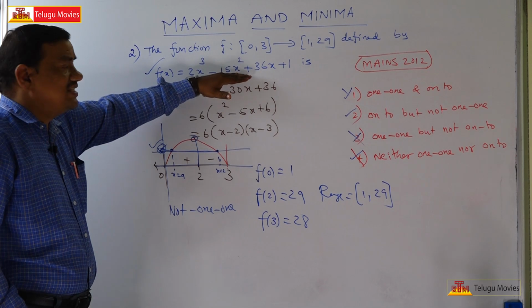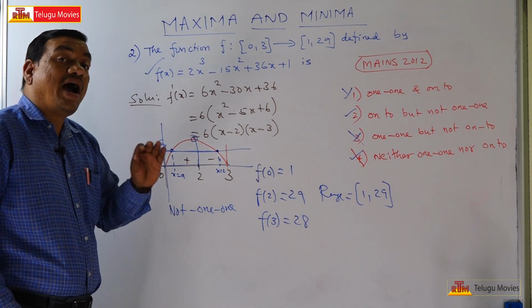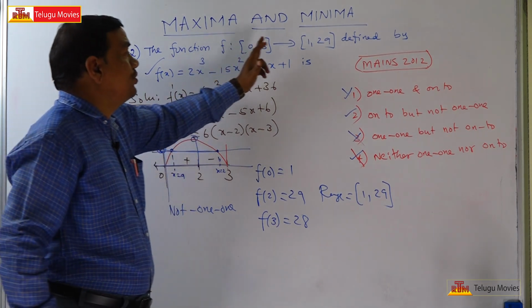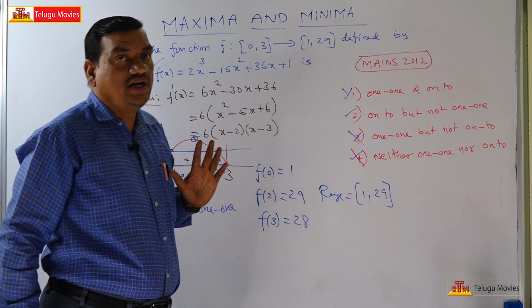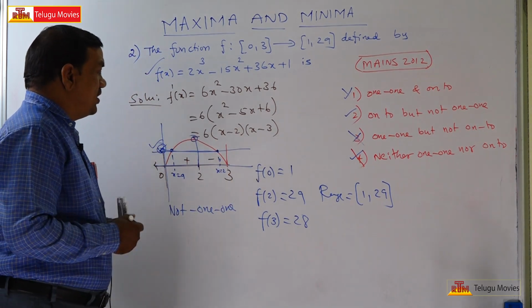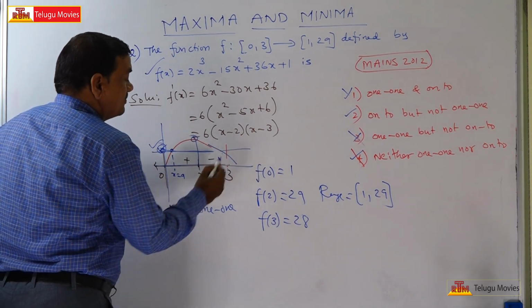So, we have to decide whether this function is either one-one or onto. I am trying to draw the graph in the interval 0 to 3. Okay, now in the interval 0 to 3, you may not get that it is a 3. So, that means here it is maybe like this.